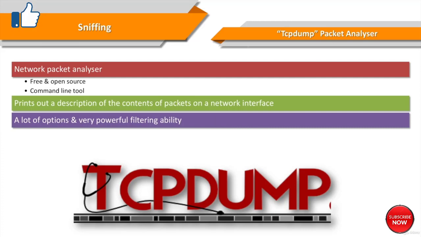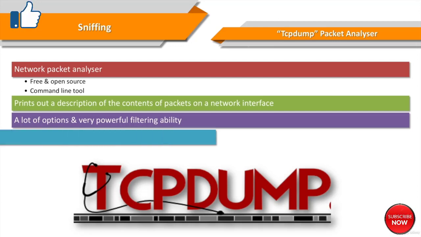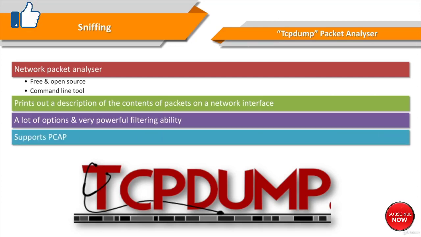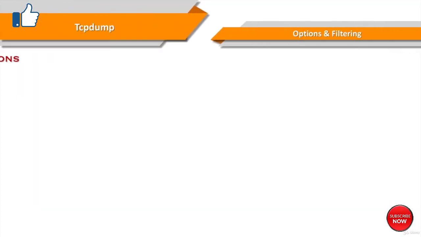TCPDump has a lot of filtering options. We'll discuss some of them in the next slide. It can be preferred to other packet analyzers, such as Wireshark, because it's so fast. It also supports one of the most common network traffic capturing formats, PCAP. You can save the results as raw ASCII text in a document as well. So have a look at this.